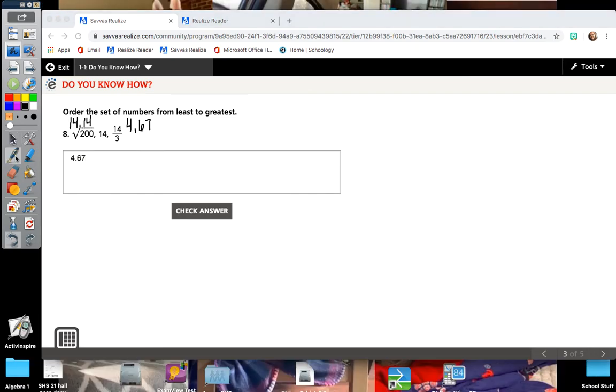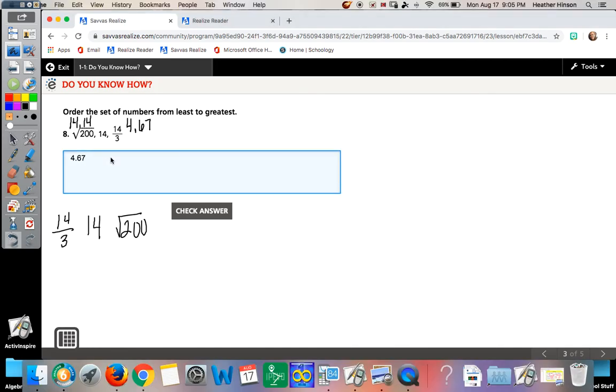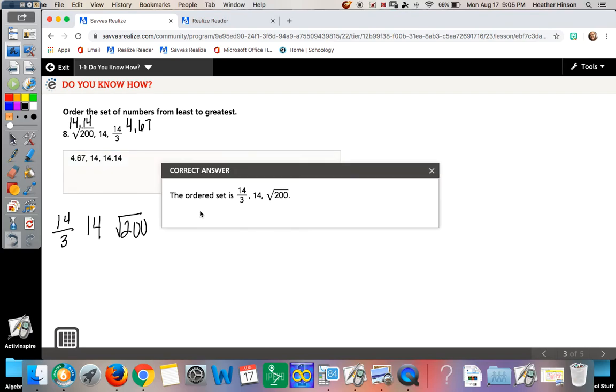I'm going to write it out here so we know what we're doing. So 14 over 3. And then what's less, 14 and 14 cents or just 14? Well, 14 is less. And then you got your square root of 200 with the $14.14. So we'll write that in our answer: 14 over 3, 14, and square root of 200. And we can check it. We put 14 over 3 first for that decimal, 14 in the middle, and square root of 200 was that decimal at the end. Perfect.